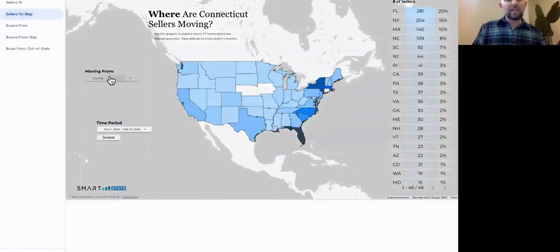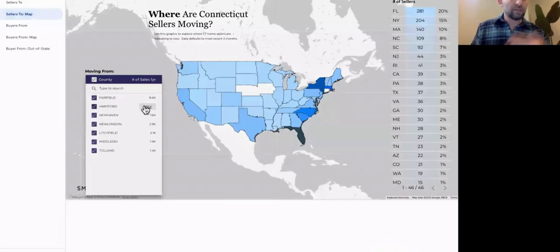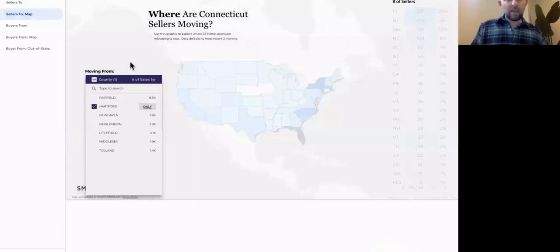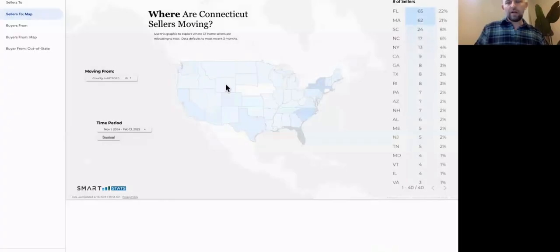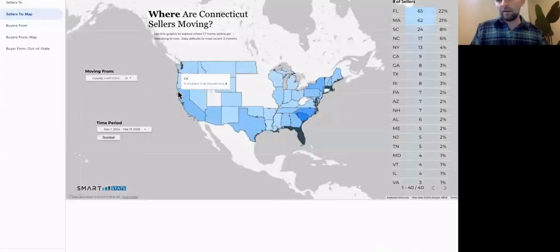If I was running an office, I might put this out. If I was the king of Hartford, I might come over here and look at Hartford right here and put this out on social media, which I think is super interesting, where you can see 22% are going to Florida in the last 6 months. We'll do the same thing with the buyers, the exact same visuals.